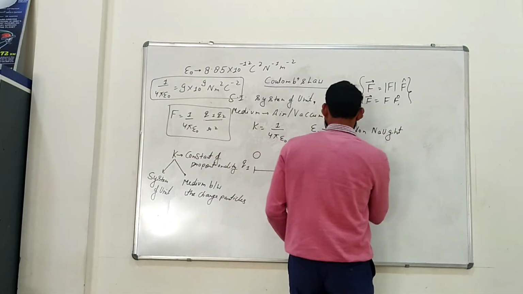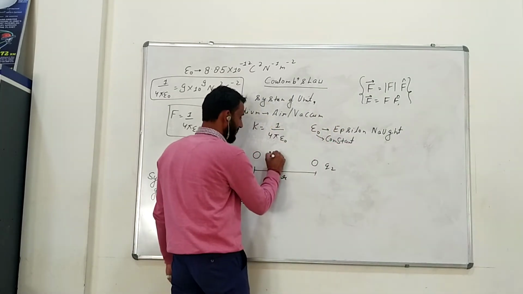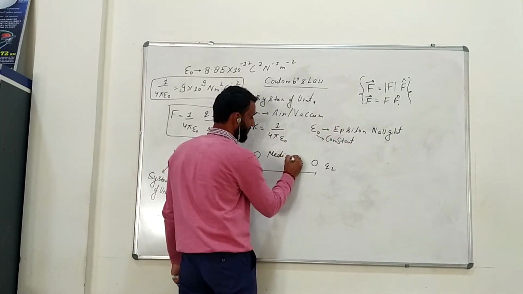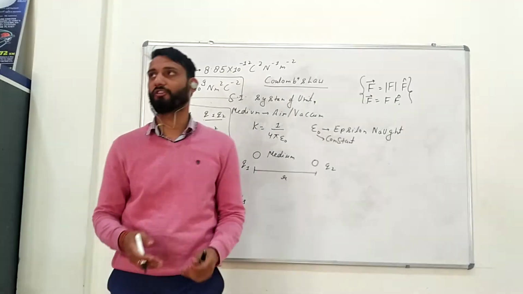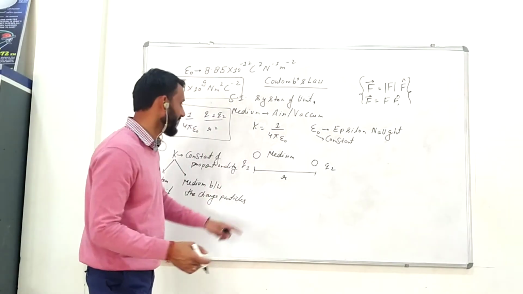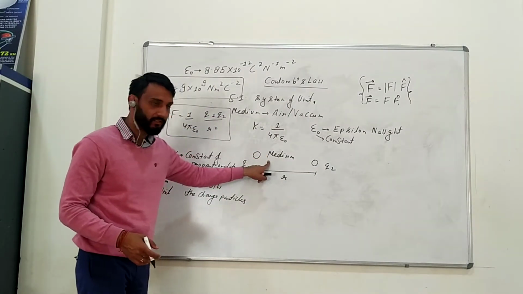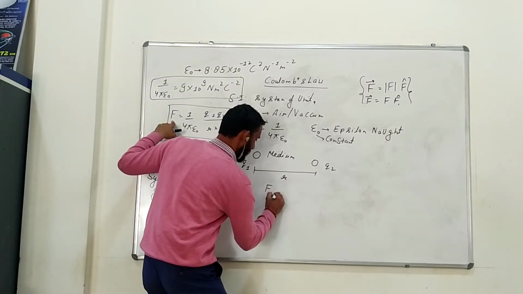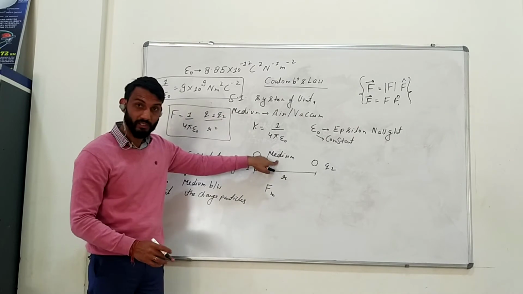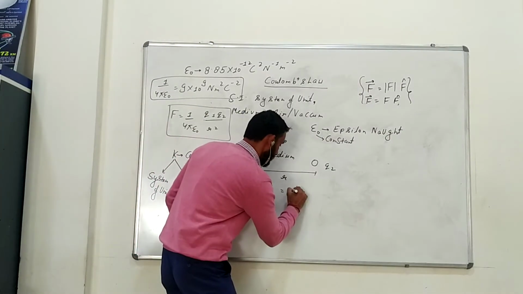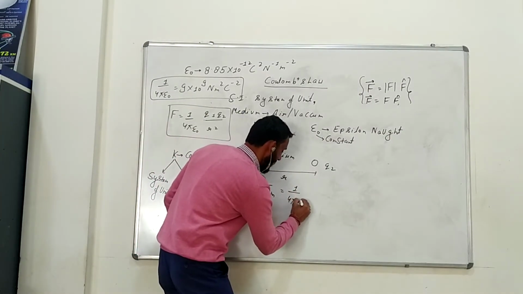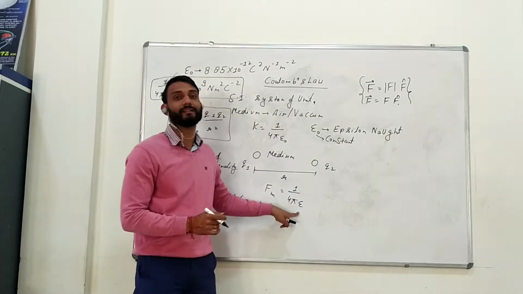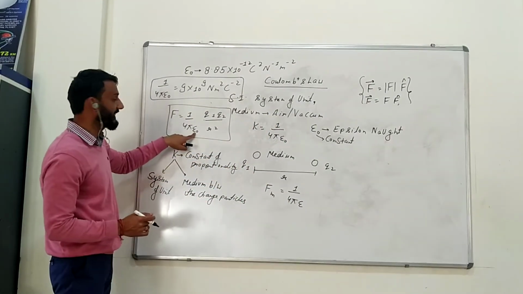Suppose now we have again two charged particles and there is some other medium. Let it be water, oil, glass, plastic or anything. If that medium comes, then the force between these two charged particles will be Fm, that is medium, equals 1 upon 4 pi epsilon. Now this is epsilon, and this is epsilon naught.